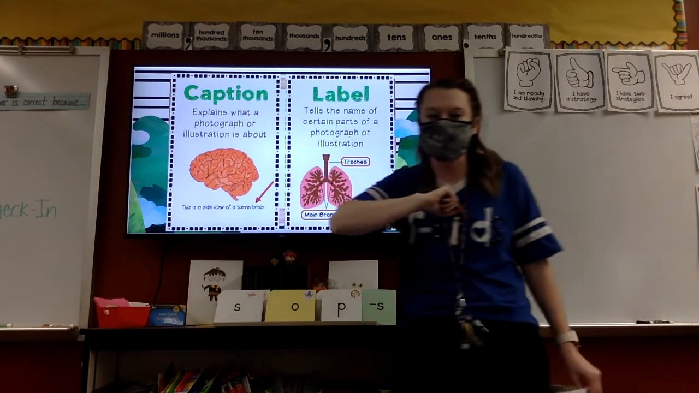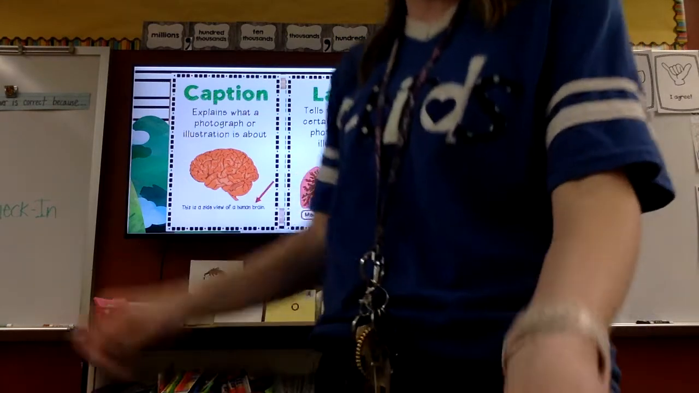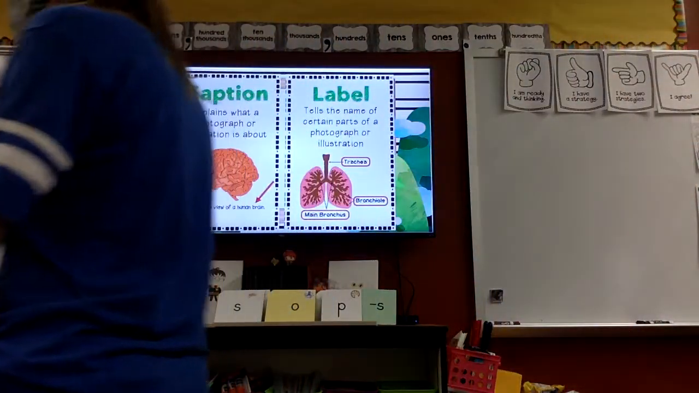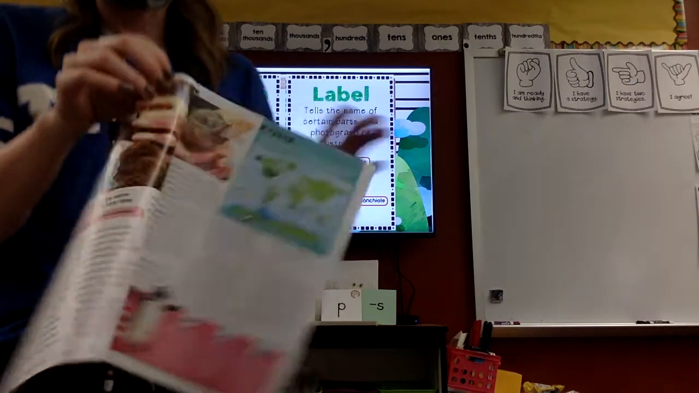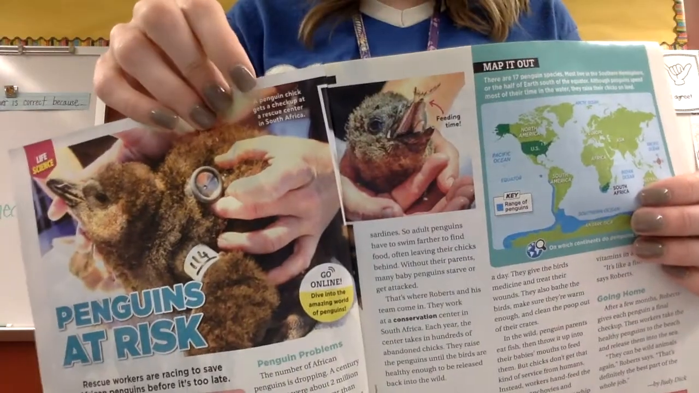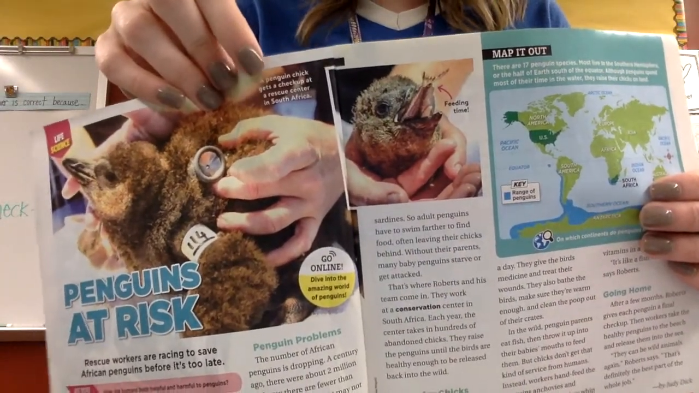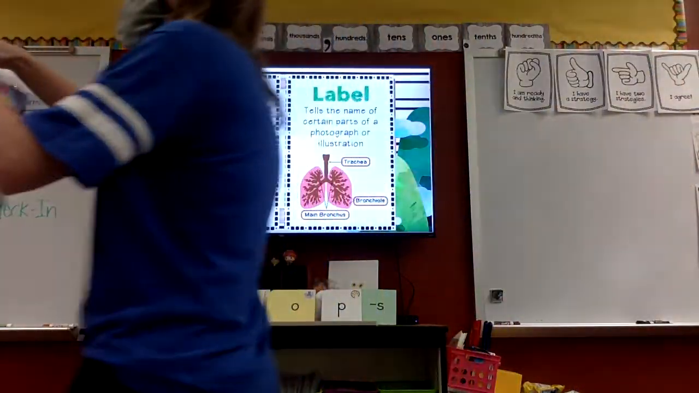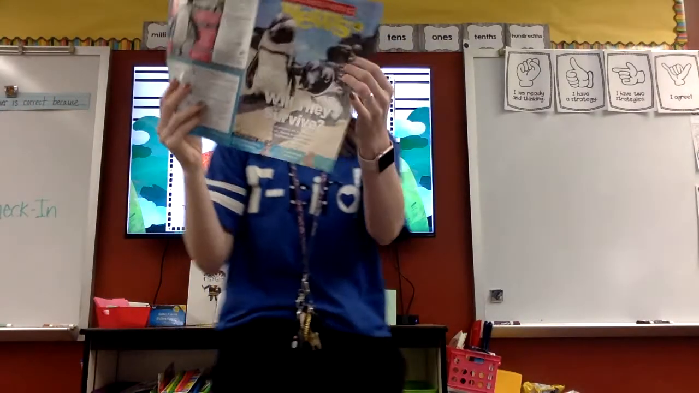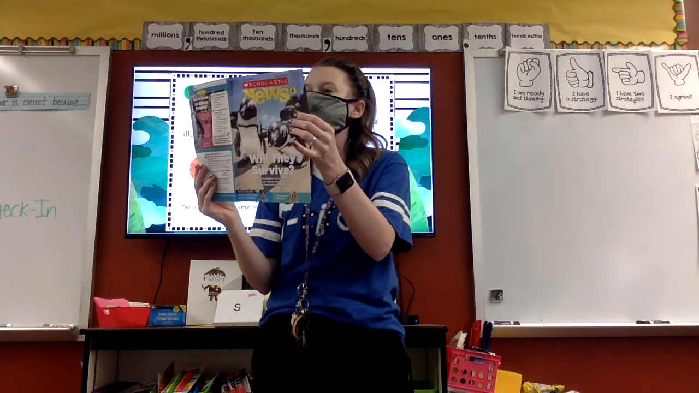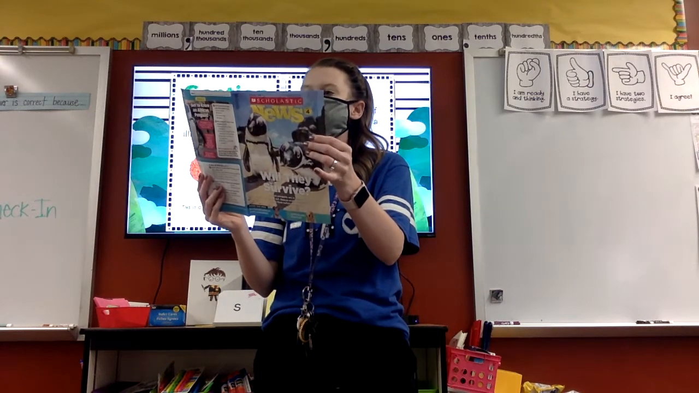Very good, caption. A caption goes to the side, to the bottom, or on the top of a photograph, and it tells me what the photograph is about. So right here at the top, I have a caption that tells me what this picture is about. I'm just going to read it to you. It says, a penguin chick gets a checkup at a rescue center in South Africa.